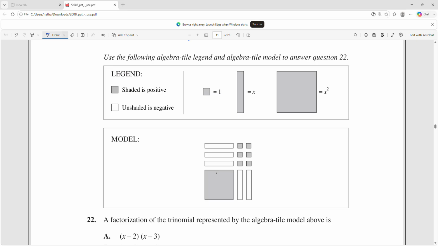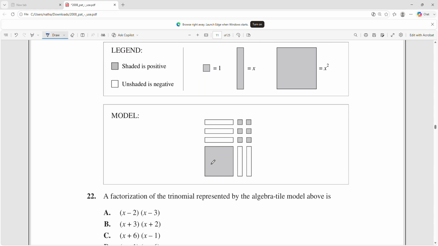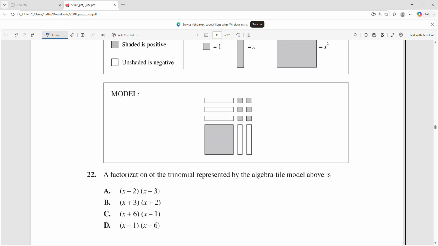But when you get a question like this on your PAT, just check what the legend says, which one is positive, which one is negative. It would be nice if the positive or the shaded ones are negative, just so that we can work with what we're normally used to. But in this case, we're going to have to just think about what it's saying and be careful with that. Okay, so here we have a model.